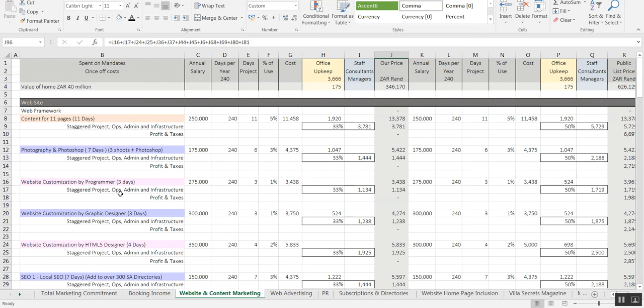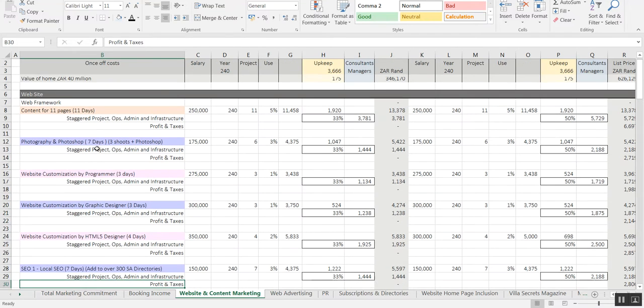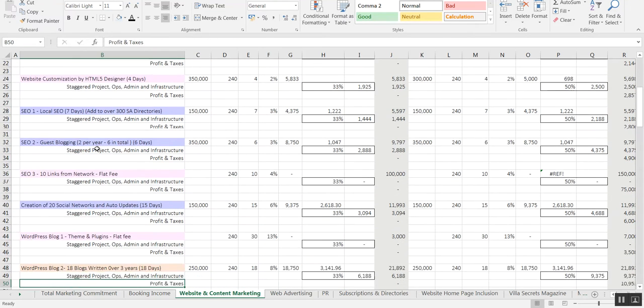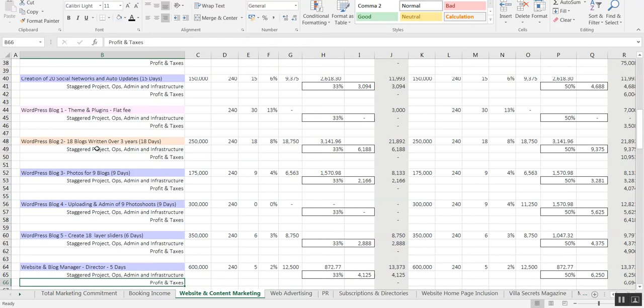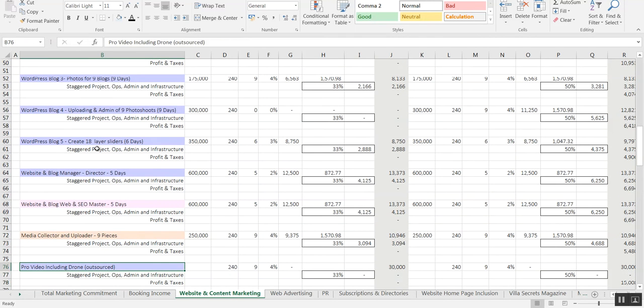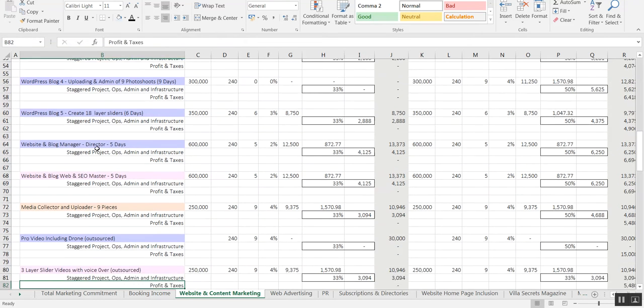All sorts of stuff. This is website and content marketing, making an awesome website, 3 different photo shoots, customization, lots of SEO, links from various websites like capevillas.com, which are priceless, a WordPress blog with lots of content, some more SEO, and media collection. That's when there's photo shoots going on. We get someone to make sure we get all the material from brand photo shoots so we can show it on the website, because when a good brand like Bulgari shoots at your villa, it makes your villa more, there is a word, but I've forgotten it. It makes it better.